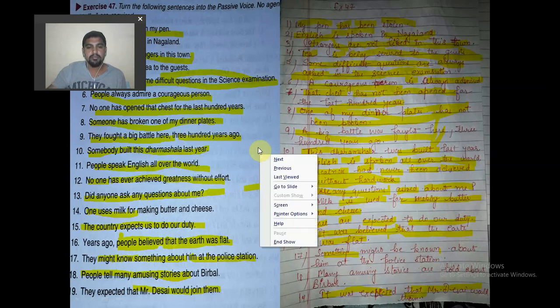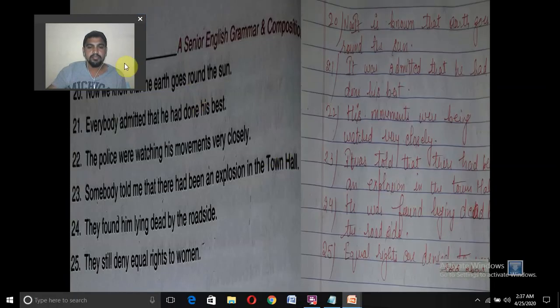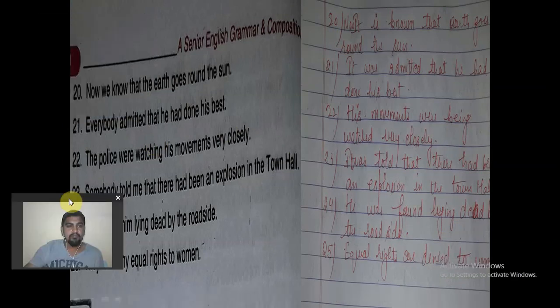Then let's move to the next slide. Yeah, a few questions are left. So the 20th question says: now we know that the earth goes round the sun. So it cannot be changed, obviously. What is to be written? Now we know that; "we know" is to be changed here accordingly. What is the tense? Present indefinite, because "know" is the first form of the verb. "Now" would remain the same.